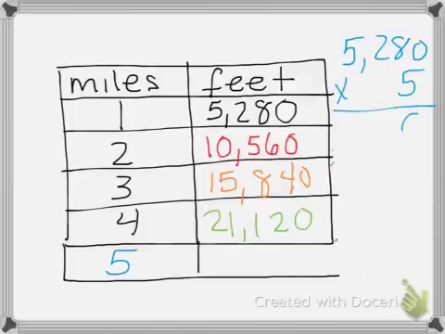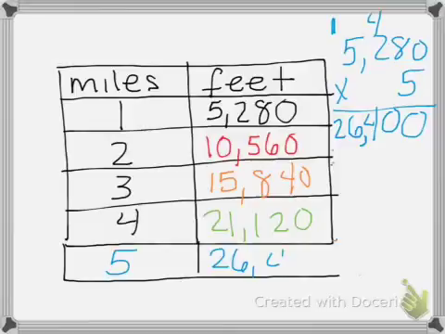5 times 0 is 0. 5 times 8 is 40. So 0 tens, 4 hundreds. 5 times 2 is 10 plus 4 is 14. So that's 4 hundreds, and I carry the 1 over here. 5 times 5 is 25, plus 1 is 26, and I can just bring it down. 1, 2, 3, and a comma. So in 5 miles, there's 26,400 feet. So we converted feet and miles. So how many feet are in certain miles?